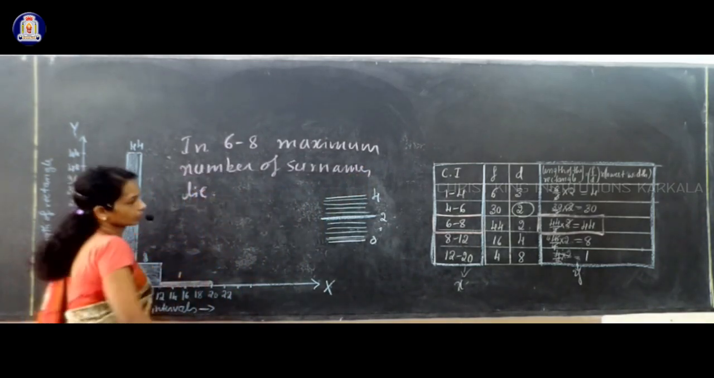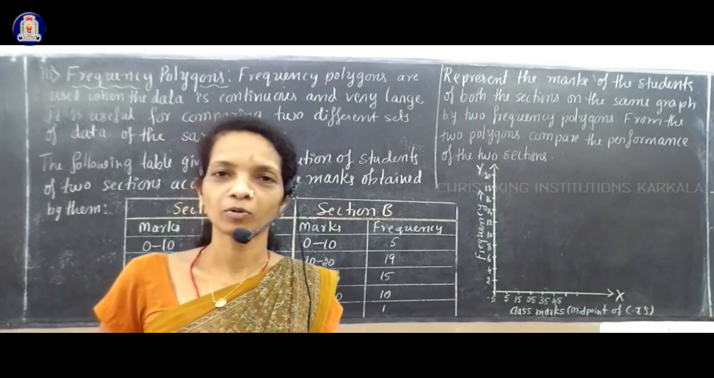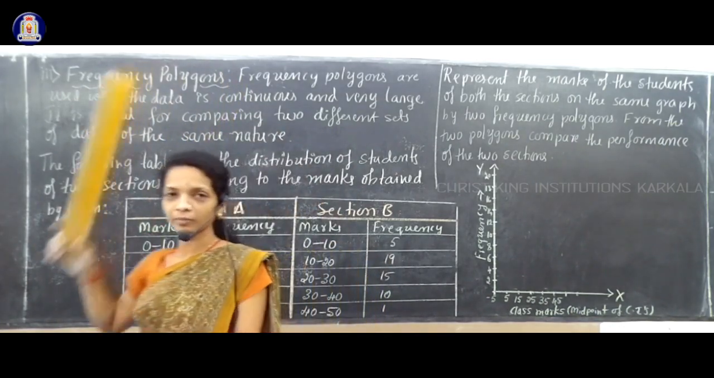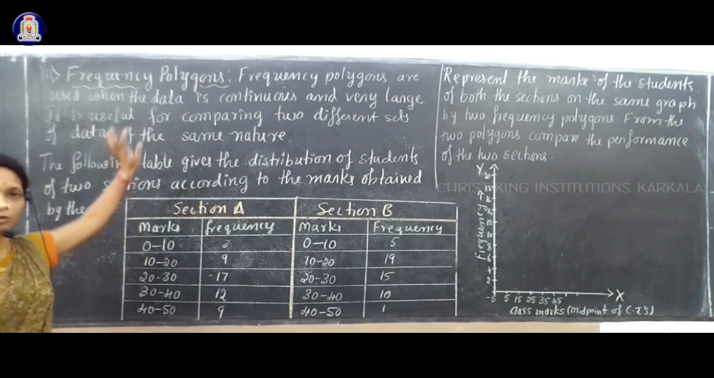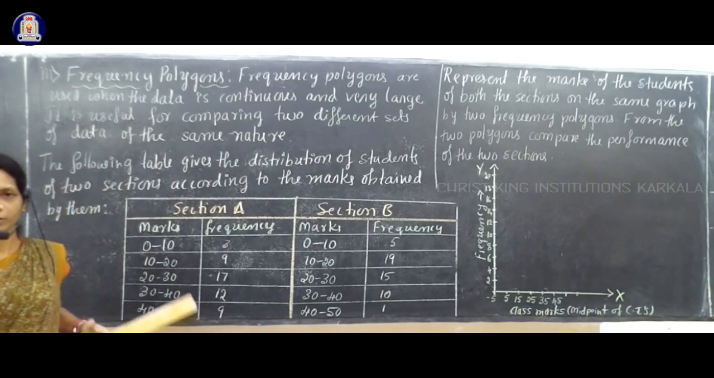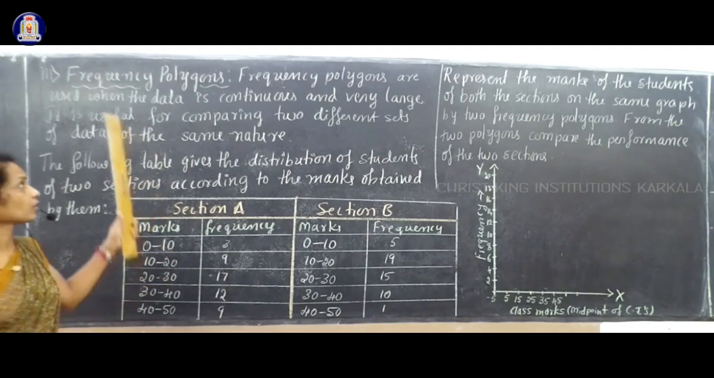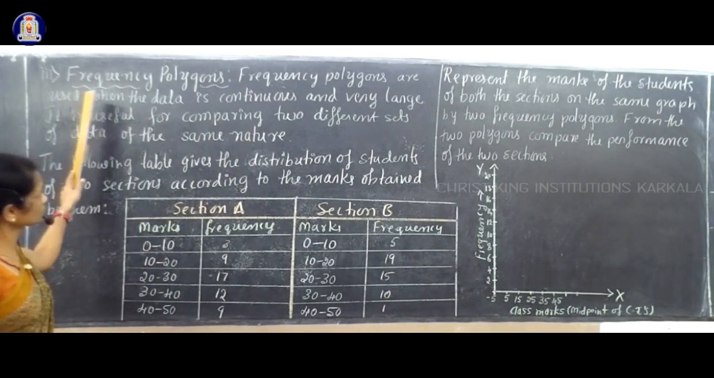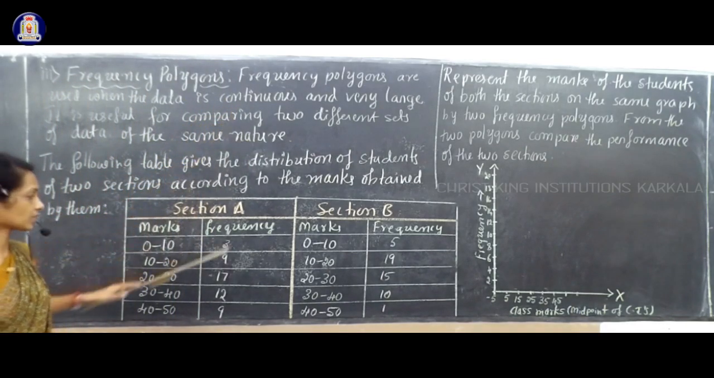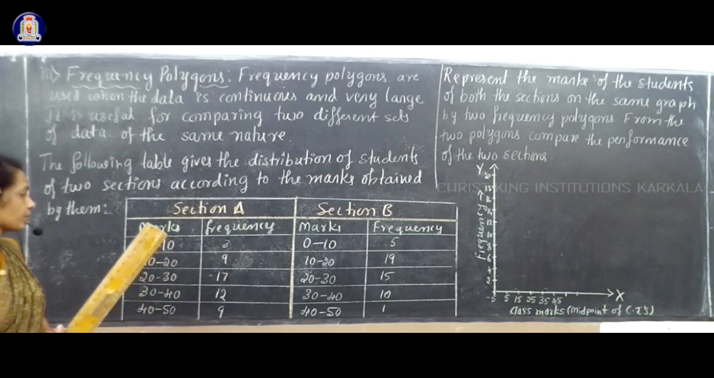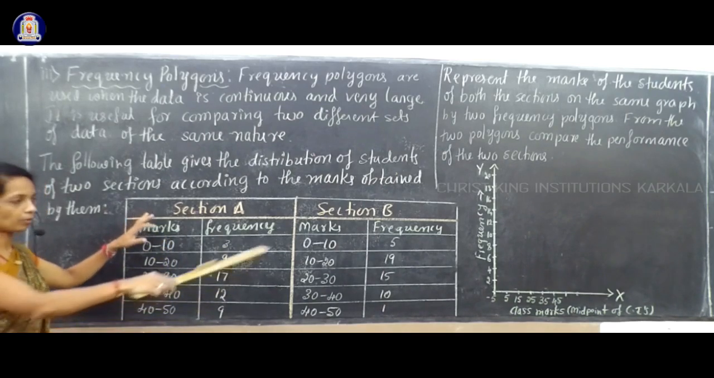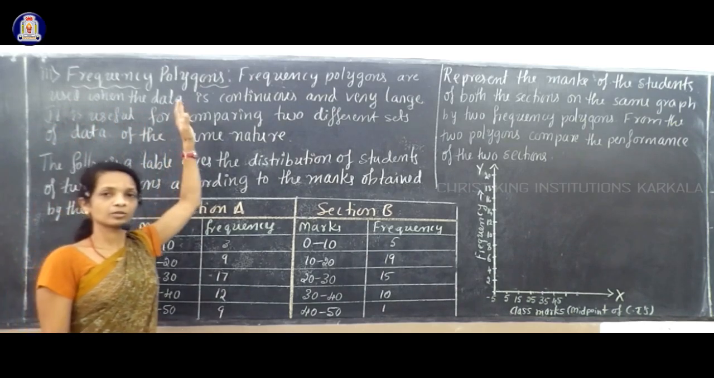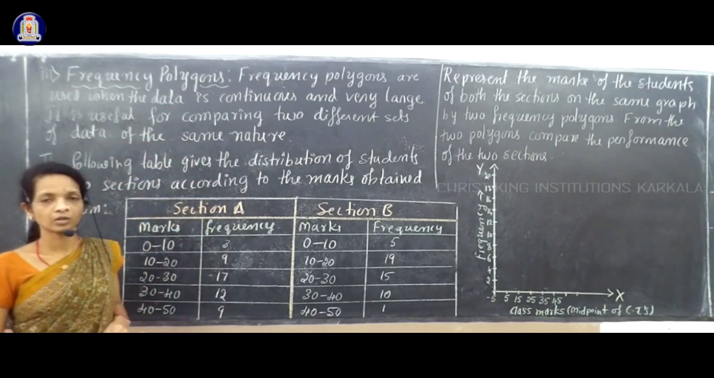Okay. Next type of graphical representation is frequency polygons. What do you mean by frequency polygons? Frequency polygons are the graphical representation for data which are of a continuous type. Frequency polygons are used when the data is continuous. Suppose you are given data in continuous class interval form, then we use frequency polygons, like a histogram we are using for continuous frequency data.